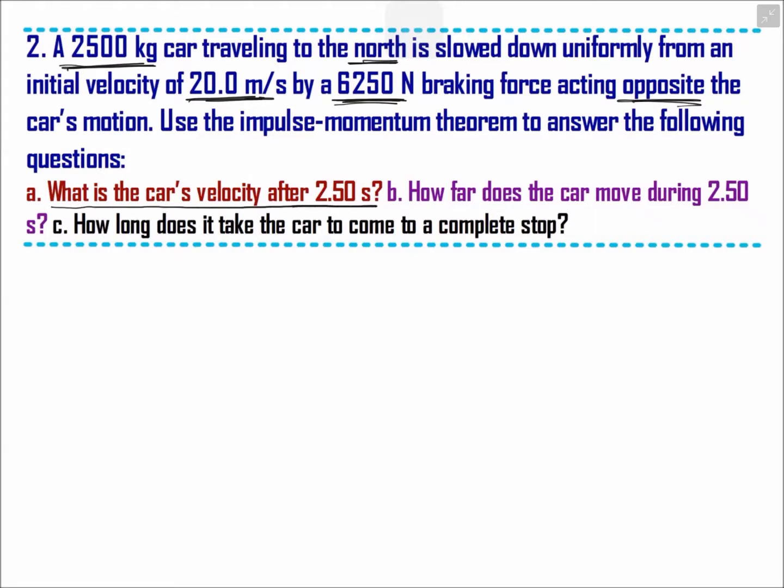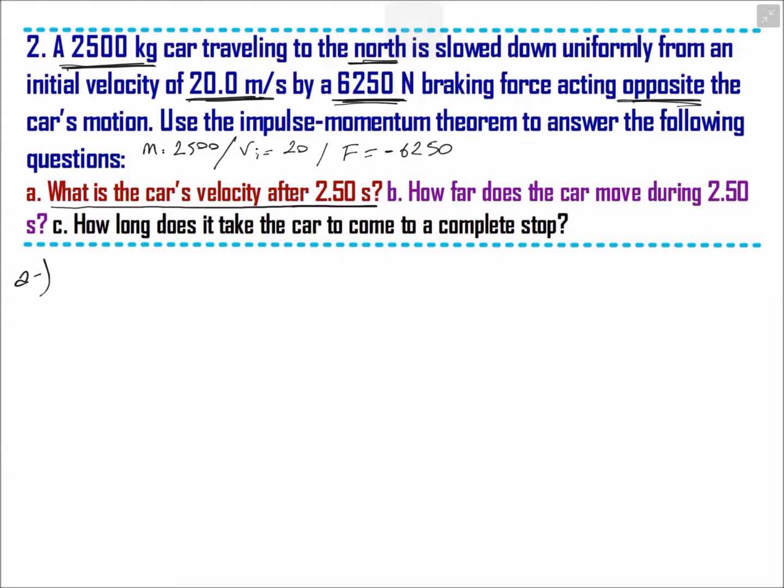So first of all, the mass of the car is 2500 kilograms and the initial velocity is 20 meters per second. What is the direction of it? North, so it is positive. And the force here is given as 6250, but that force will be negative because it's acting in the opposite direction. So at A, what is the car's velocity after 2.5 seconds?